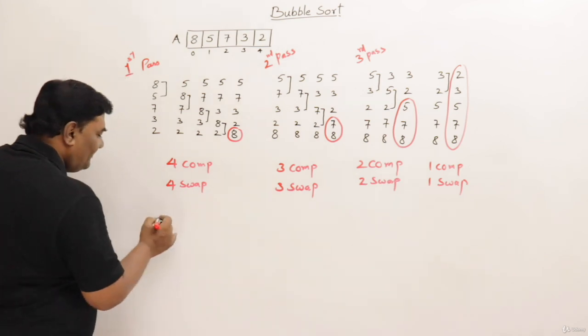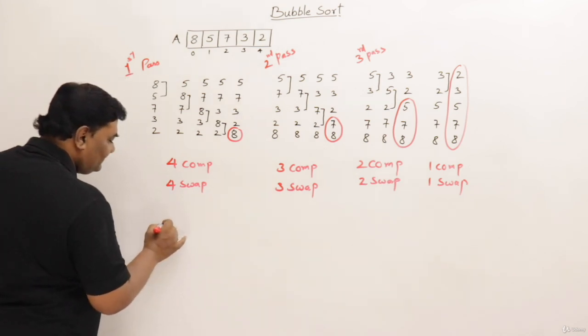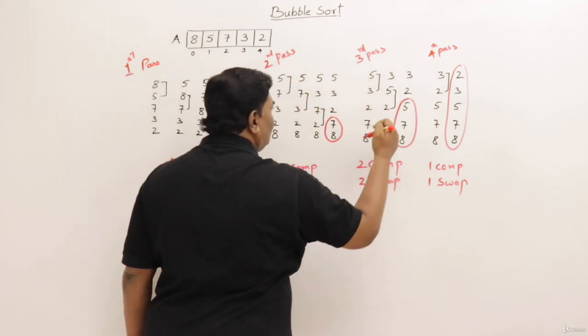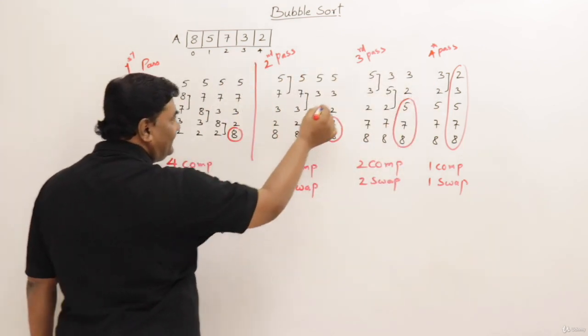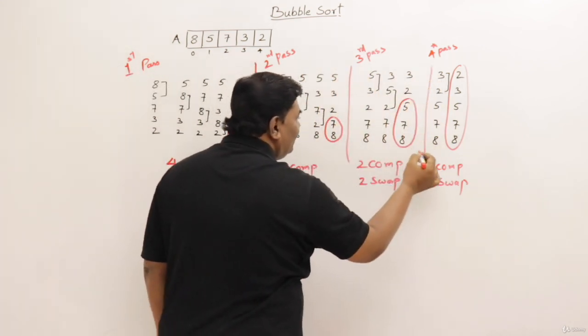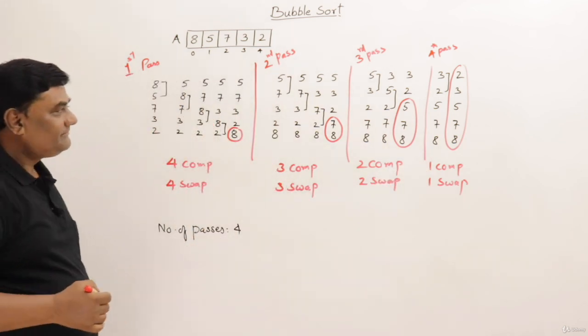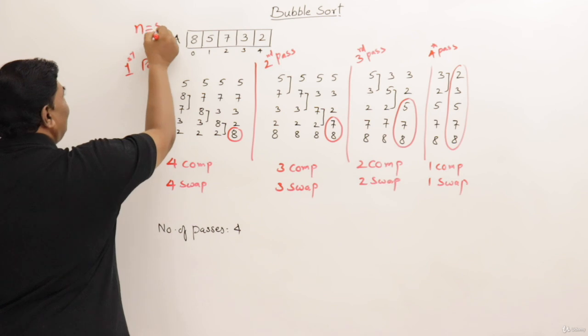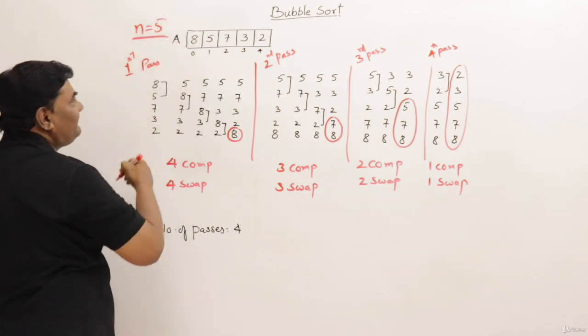First of all, how many passes have I performed? Total 4 passes. 1, 2, 3, 4. I have performed 4 passes. If I separate them like this, you can see them clearly. I have performed total 4 passes. Then how many elements do I have? I did not write that. I have 5 elements. So n is 5.